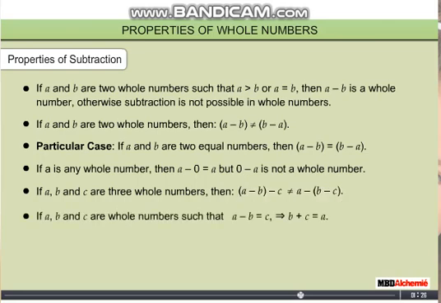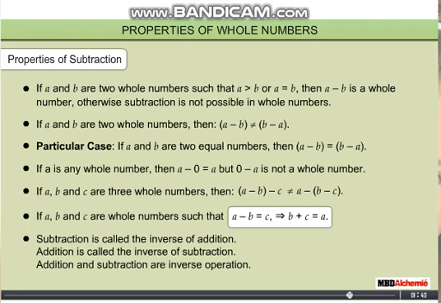If A, B, and C are whole numbers such that A minus B is equal to C, then B plus C is equal to A. Subtraction is called the inverse of addition. Addition is called the inverse of subtraction. Addition and subtraction are inverse operations.